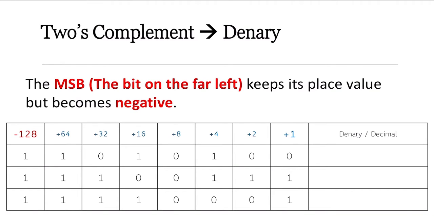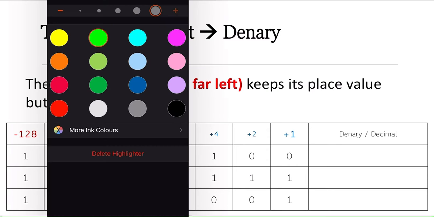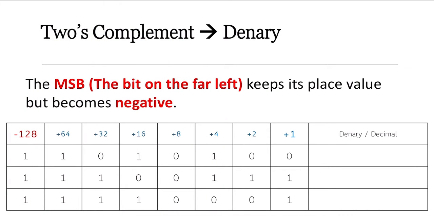In this video, I'm going to look at conversion between 2's complement binary and denary. 2's complement is just another way of representing negative numbers in binary. And the way it works is really simple. The most significant bit, or the MSB, keeps its place value, but it becomes negative.